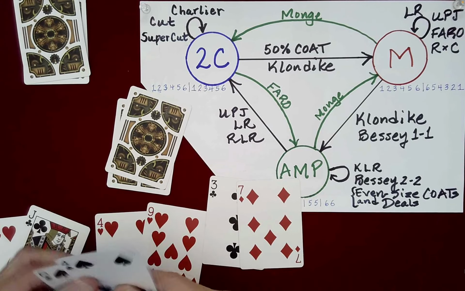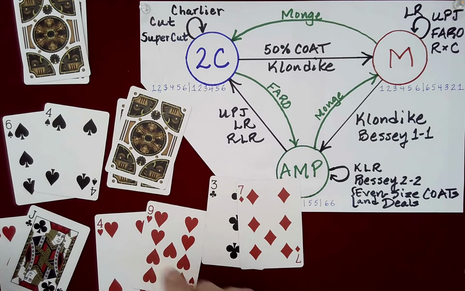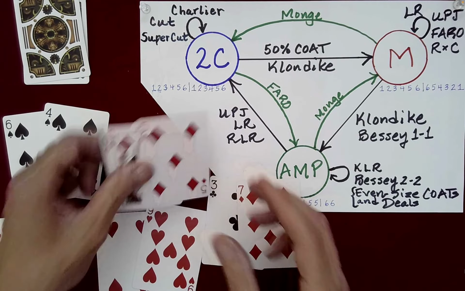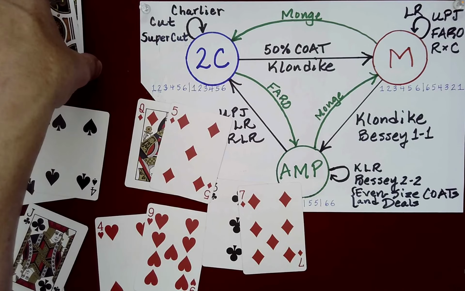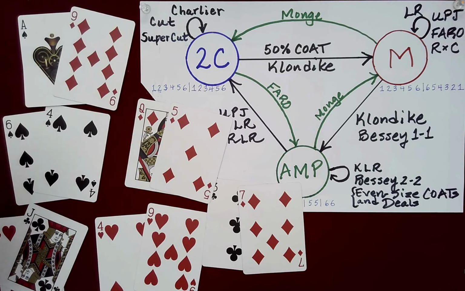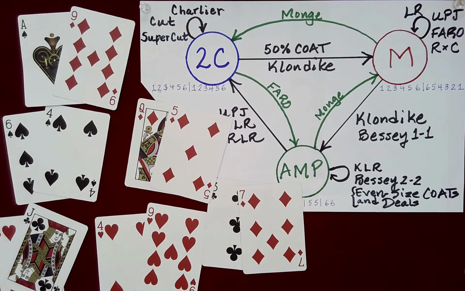2 red pairs and 1 black. Oh, we got 1 red pair and 1 black. Oh, 2 red pairs and 1 black. This better not be a matching pair. And it's not. We nailed it.